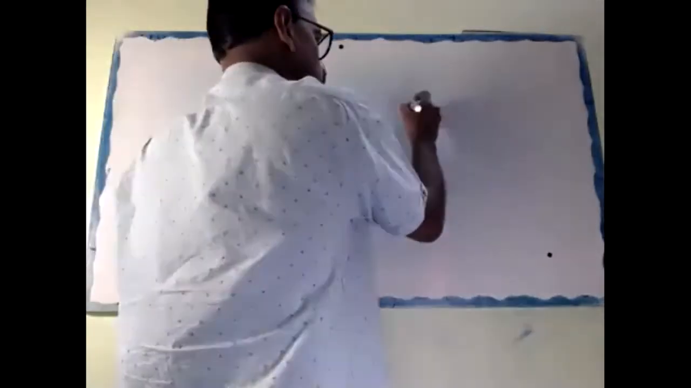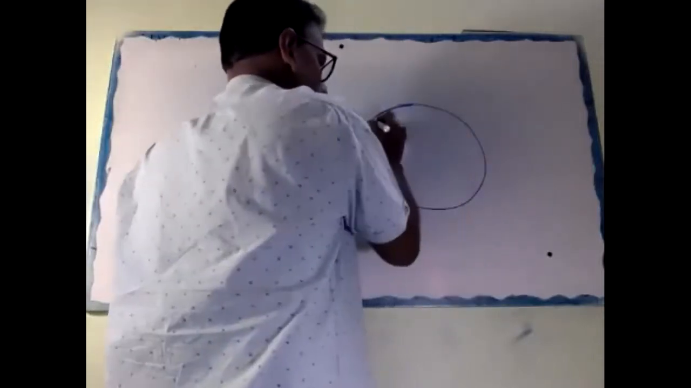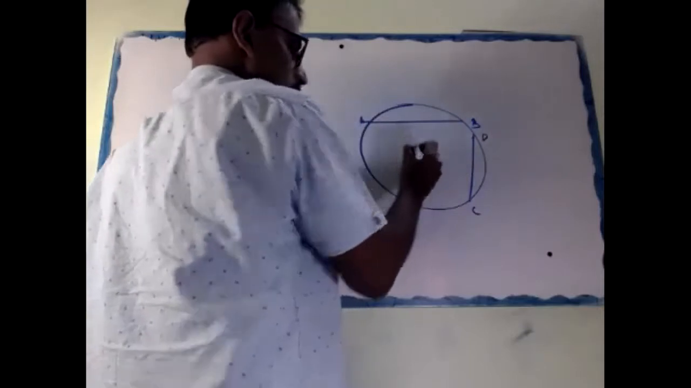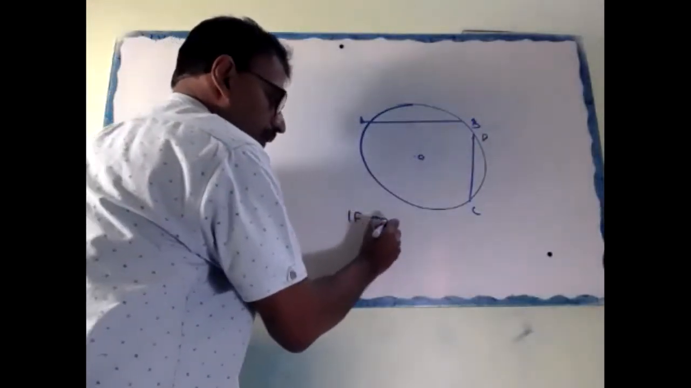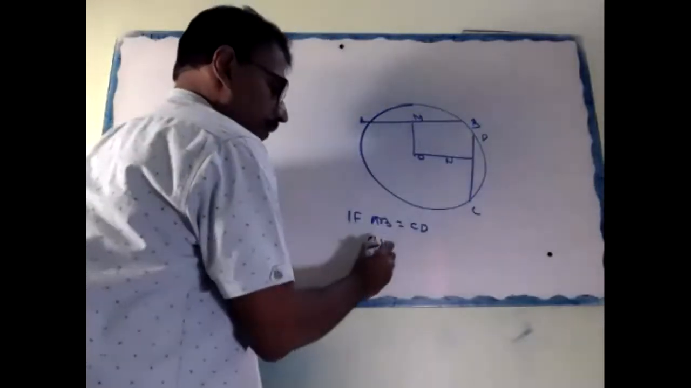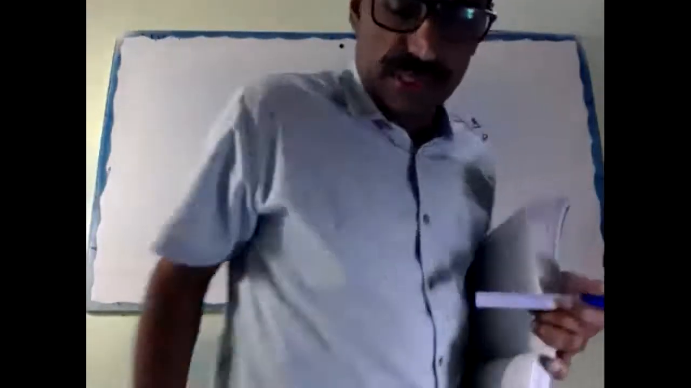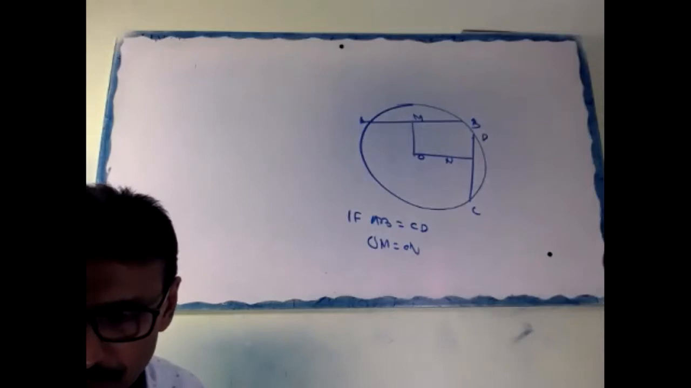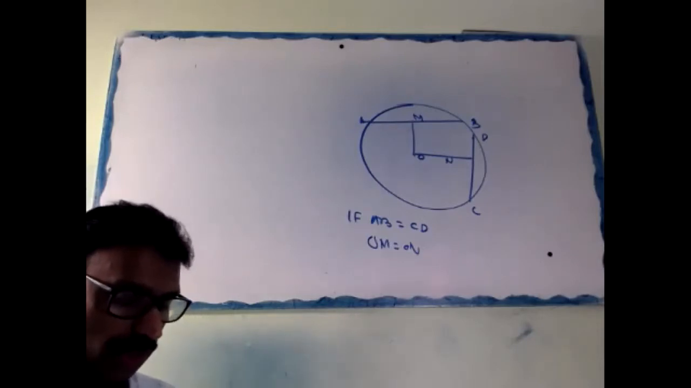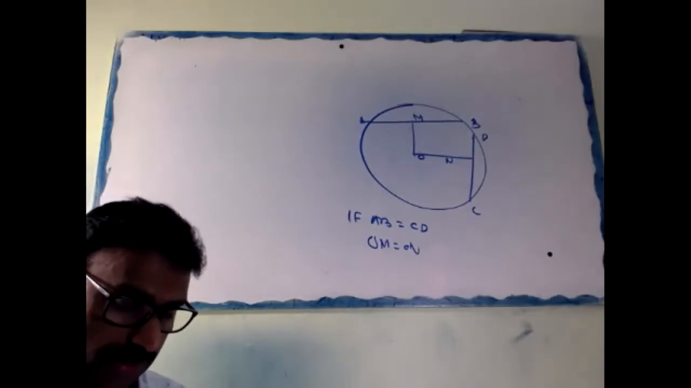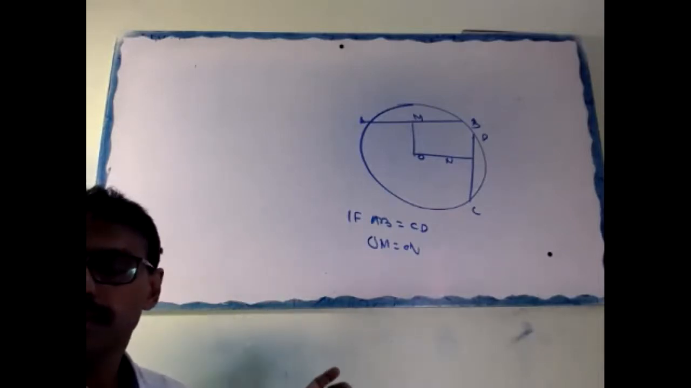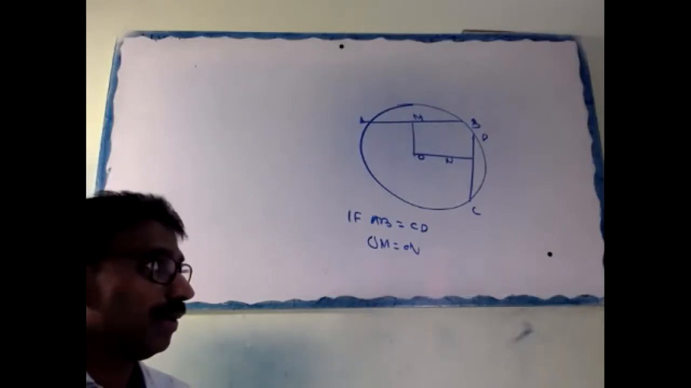That means, look at here. AB and CD. If AB equal to CD, then OM equal to ON. That means if the length of the chords are equal, the distance is also equal. Okay, draw the figure. Equal chords of a circle are equidistant from the center. Then you write AB equal to CD, then OM equal to ON.